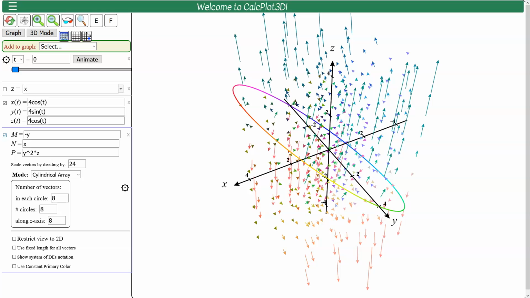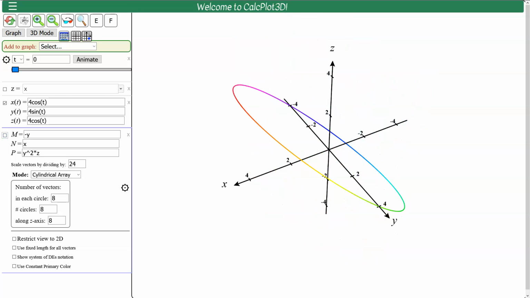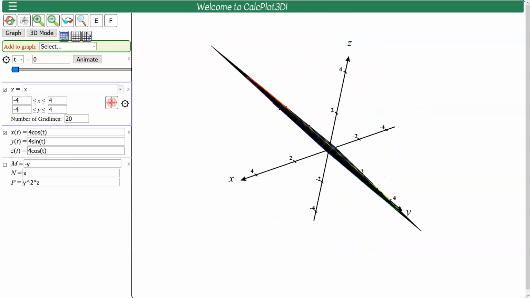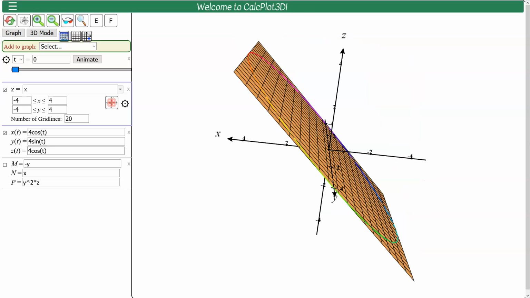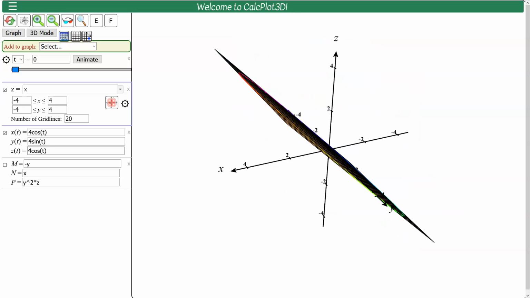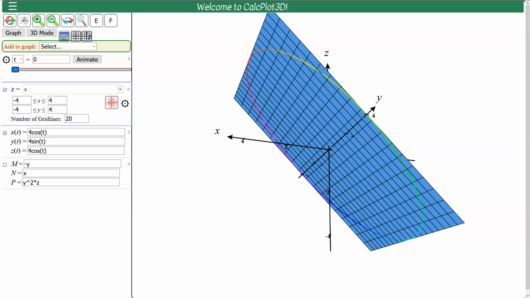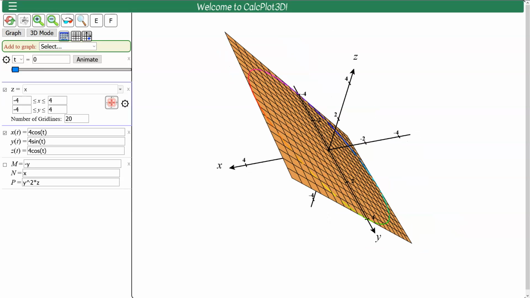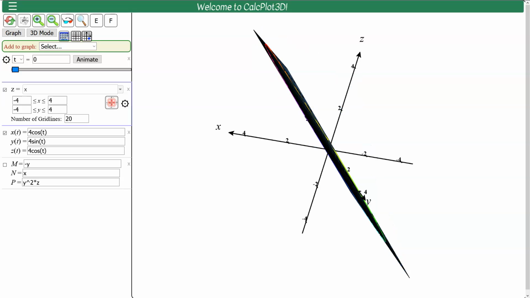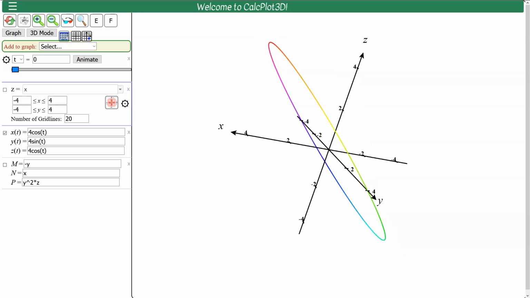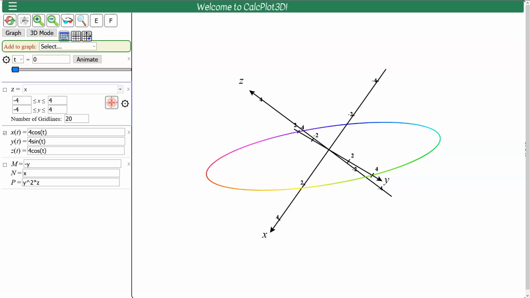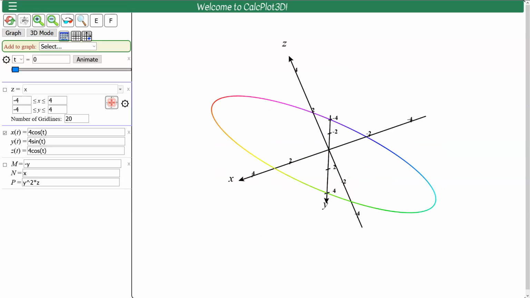Okay, let me take off the vector field. First of all, there's the plane z equals x, and there's the ellipse that lives in it. All right, so it's that. I'm going to take away the plane now, and now I'm going to add the vector field.